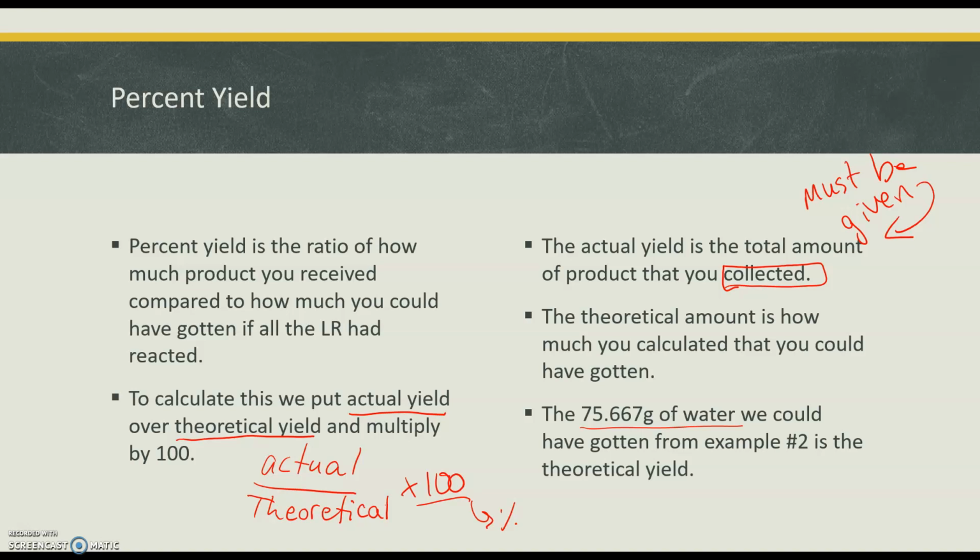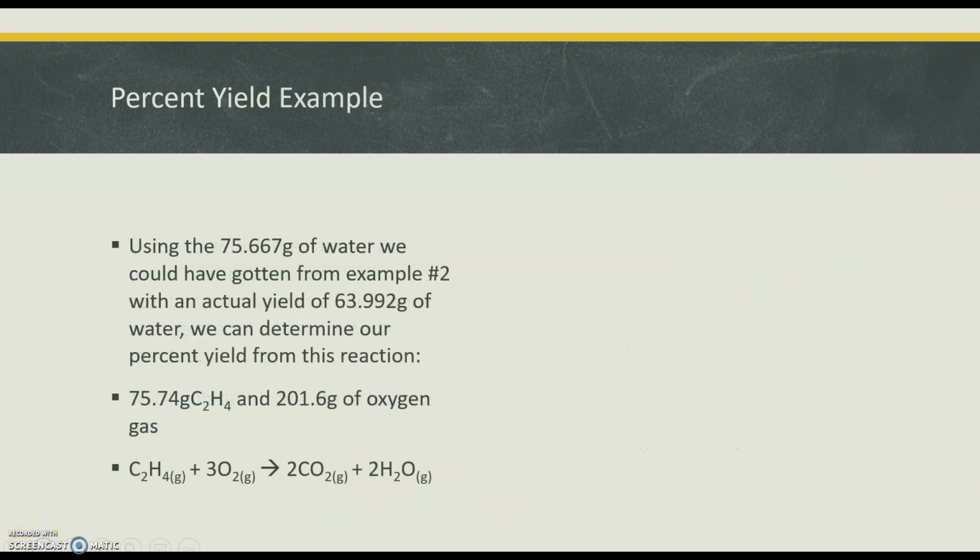So let's do an example with this. Using that 75.66 grams of water we could have gotten from example number 2, with an actual yield of 63.992 grams of water, we can determine our percent yield. And I just added the information from that example 2 there. We don't actually need this because we've already calculated our theoretical.